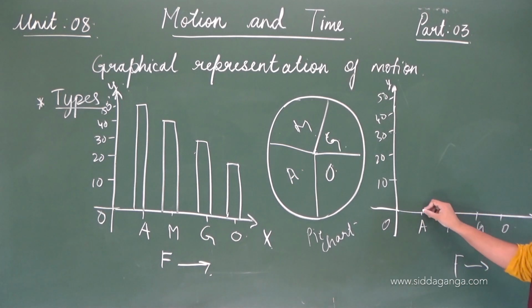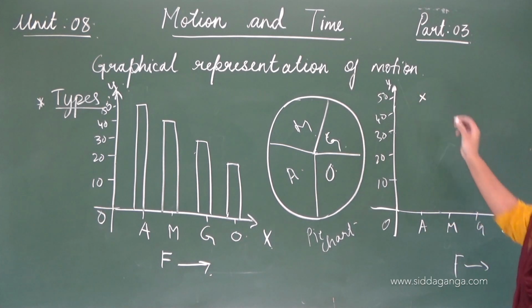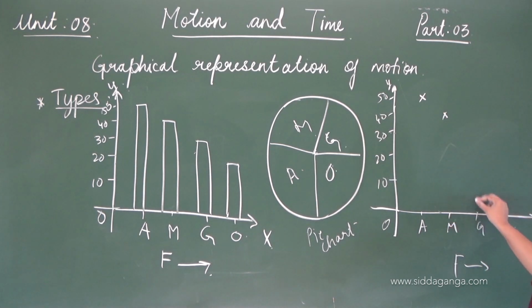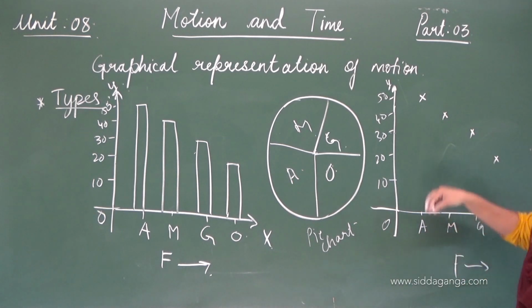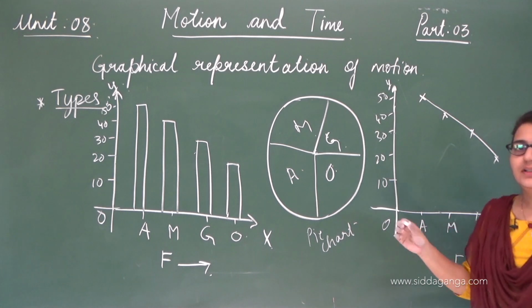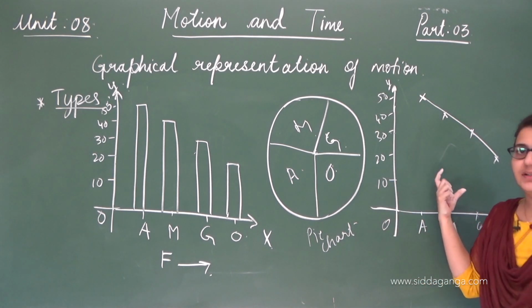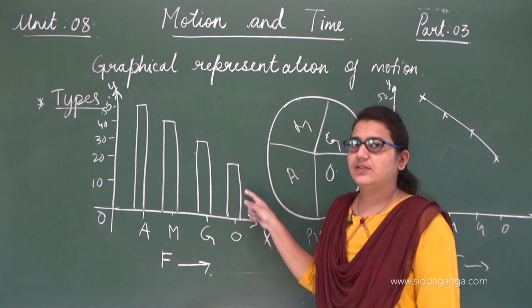Here, the number of students who like apple, we just point. Next mango, 40 students. Next grapes 30 and orange 20. After plotting the exact points, we just need to join them. Here we get lines, and that is nothing but the line graph. Here we have bars, so this is the bar graph.